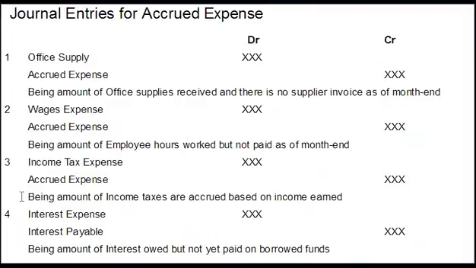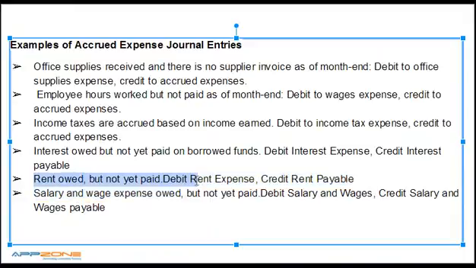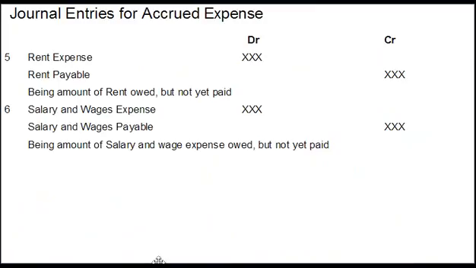You see? So let's check number 5. It said rent owed but not yet paid. So when this is done, what is the entry you are going to pass? Look at number 5. Rent expense is going to be debited and rent payable is going to be credited. Being amount of rent owed but not yet paid. That's just going to be the narration. Very short and precise.